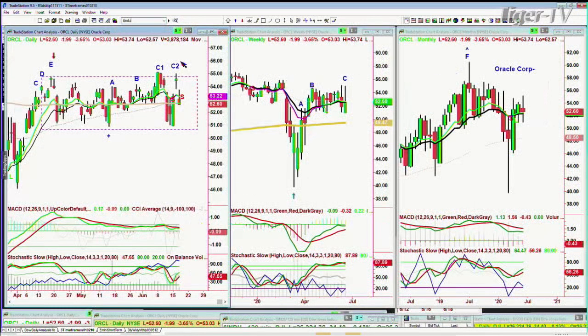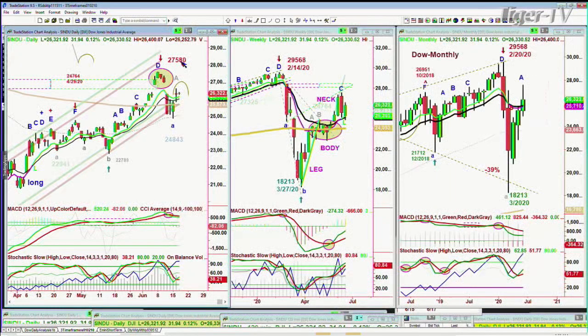Spectacular move so far. Look at this. Here's the Dow INDU. The Dow's really unbelievable. It went from 22,789 to 27,580 in the space of a couple of weeks, pulled back, hit the 50-period moving average, is right back in, holding very nicely.